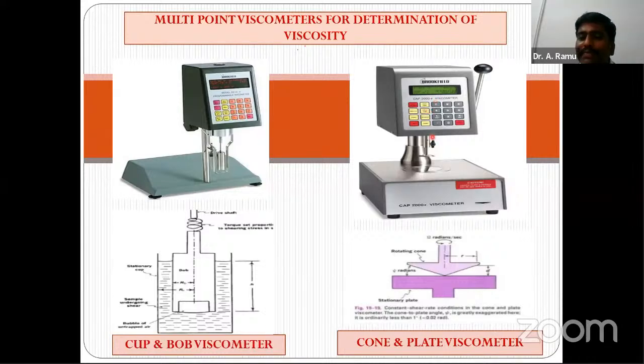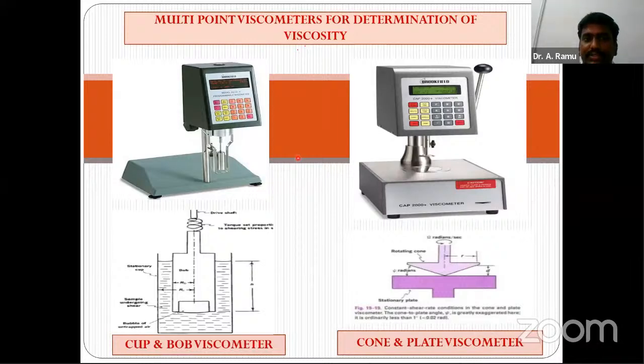The advantage of the cone and plate viscometer is that with less amount of sample we can determine the viscosity of the suspension. The disadvantage of the cup and bob viscometer is that more sample is required, and during the determination of viscosity, plug flow may be seen. Due to this plug flow, it produces viscosity values with error. Apart from this, it takes more time to clean, and it takes more time to reach equilibrium with the temperature during the determination of viscosity. So this is how we can determine the viscosity of the suspension by the use of two types of multi-point or rotational viscometers.